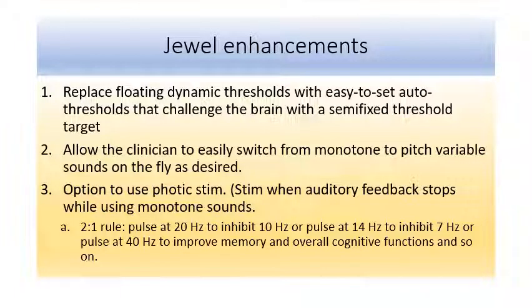Second, these enhancements include changes from monotone to pitch variable on the fly as desired. Third, optional photic stimming is allowed, so when the feedback tones stop, photic stimming can begin. Using the 2-to-1 rule, for example, we can stim at 14 Hertz, which increases 14 Hertz amplitude and reduces 7 Hertz amplitude. It's the 2-to-1 rule. Or you could just pulse at 40 Hertz for greater cognitive performance.